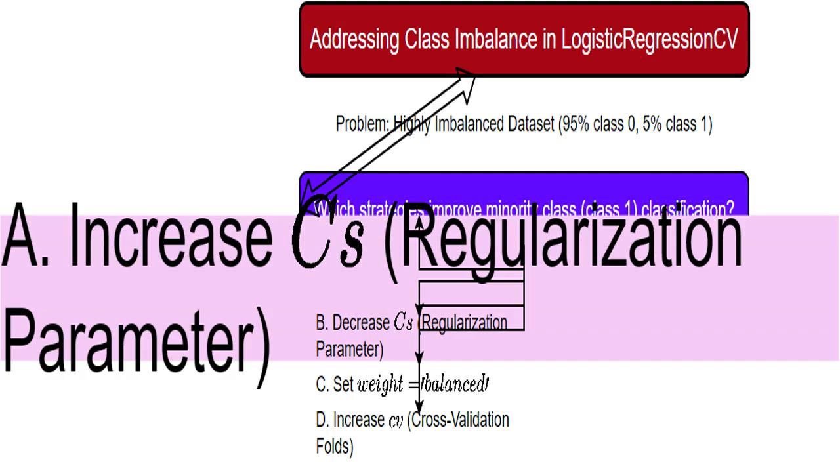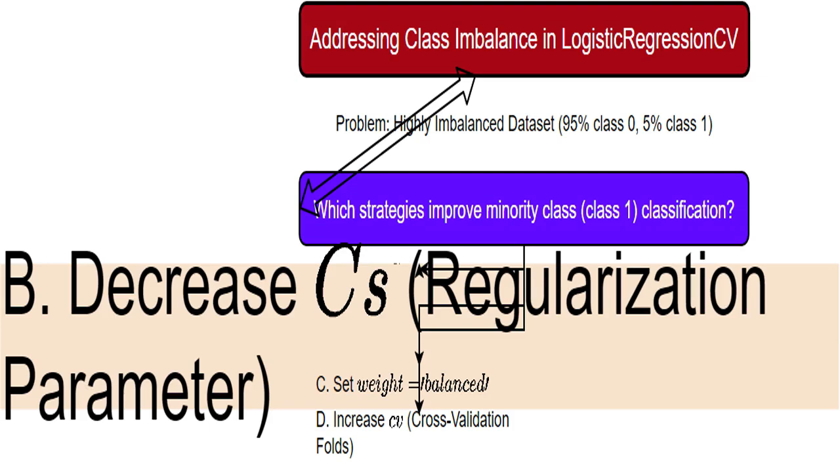Increasing Cs means less regularization. This can lead to a more complex model, which might overfit to the majority class, making it even harder to correctly classify the minority class. I would avoid this approach in this scenario. Think of it like trying to fit a very detailed curve through data points. You might get a great fit for the majority, but it would not generalize well to minority data points.